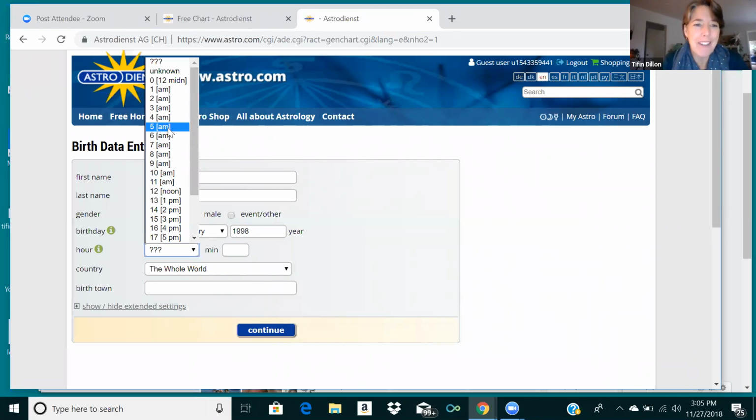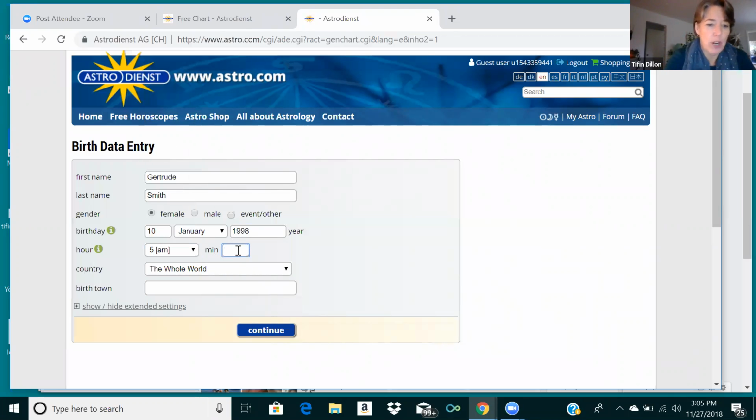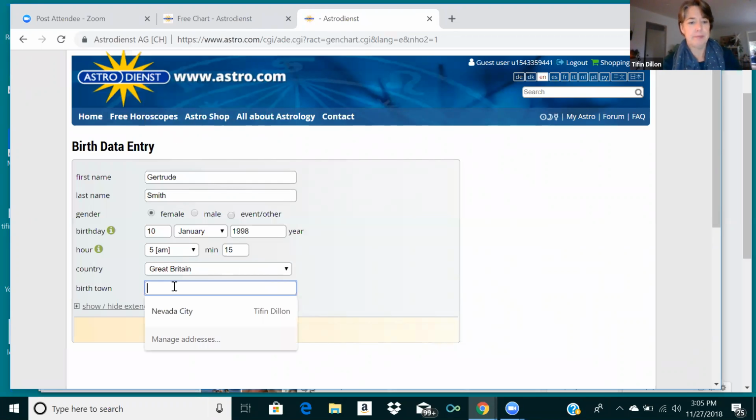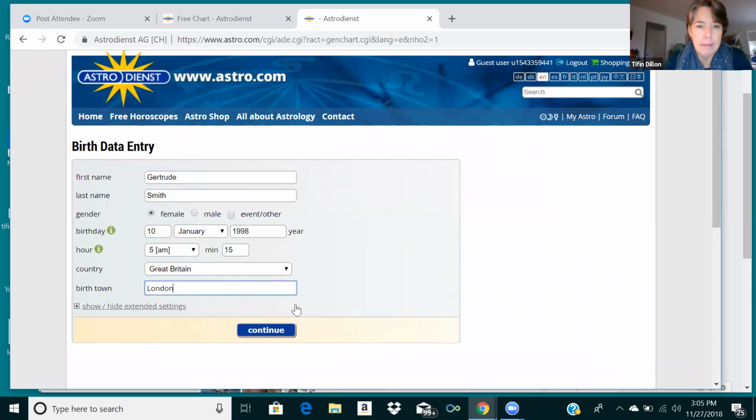Gertrude was born at 5:15 in the morning. And Gertrude was born in London, Great Britain. Someone with the name of Gertrude, that sounds appropriate, doesn't it? Okay. My English friends, don't be at all offended by my choice here.